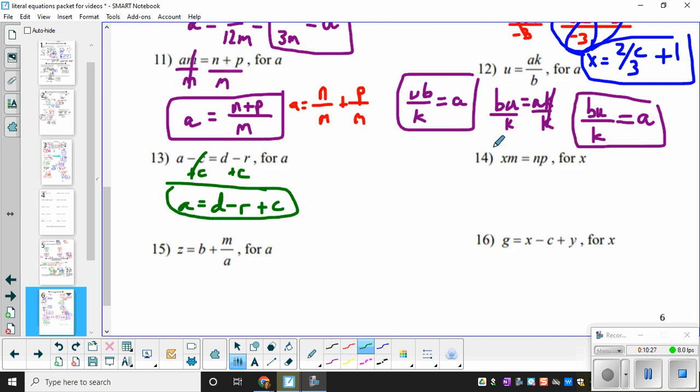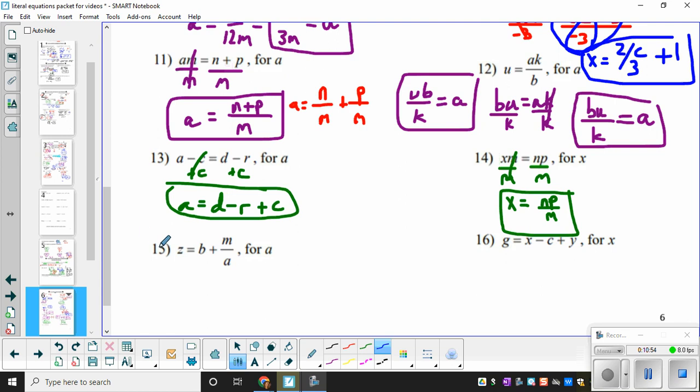All right, for number 14 here, we have xm equals np. So I'm going to solve this for x. And to do that, we just need to divide by m and divide by m. All right, x is now all by itself. And here we're just going to leave np over m, and that's it.